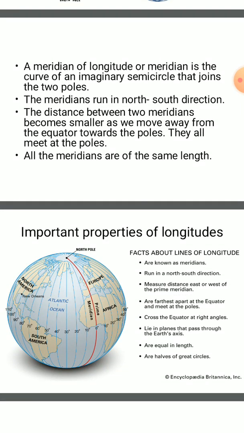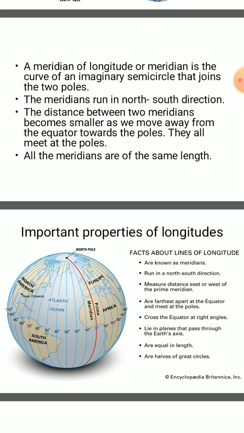A meridian of longitude or meridian is the curve of an imaginary semicircle that joins the two poles. It means meridians are semicircles that meet at the two poles, that is North Pole and South Pole. The meridians run in north-south direction. As you know, parallels run in east-west direction, but meridians run in north-south direction.